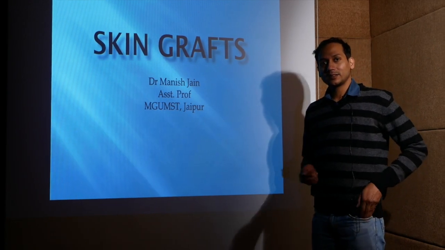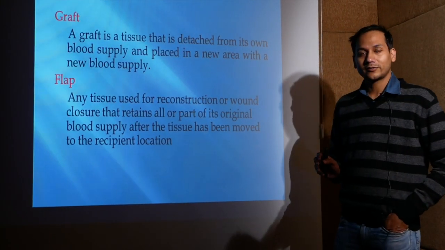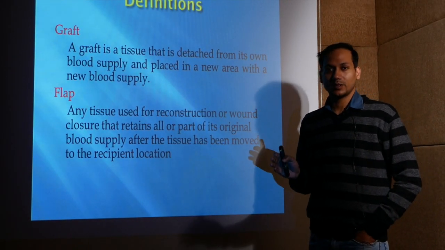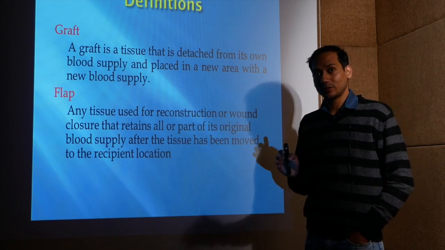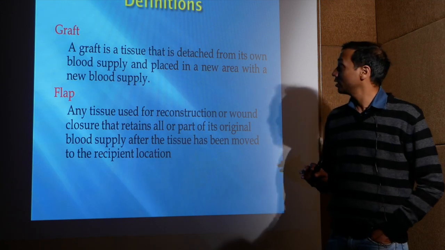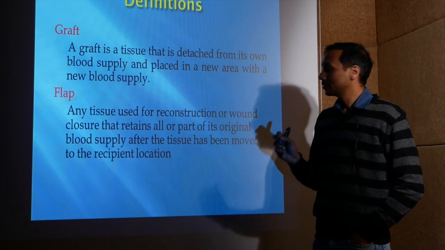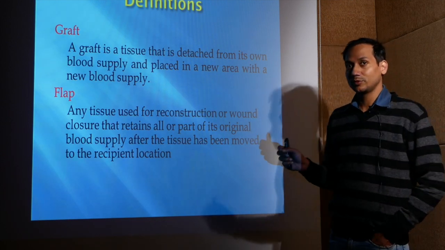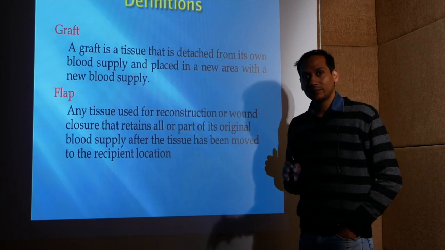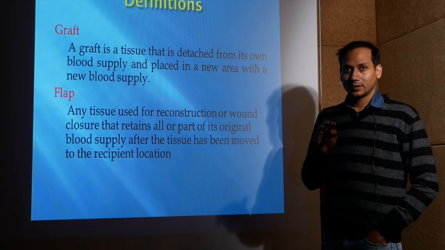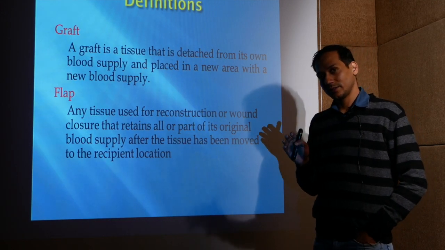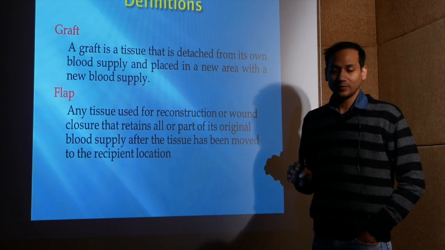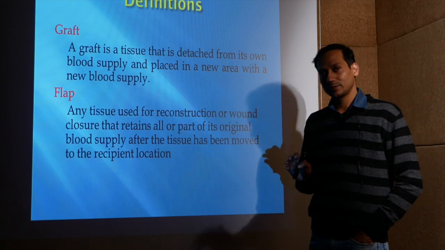So, first we need to understand what a graft is. A graft is the transfer of tissue from one part of the body to another without its own blood supply. That means we have to detach all the blood supply from the tissue, and then it is placed in a new area of the body, from where it gets its own new blood supply. And beside this, what is a flap? A flap is a tissue for reconstruction in which we transfer the tissue with its own blood supply. We are not going to detach the blood supply in a flap, but in a graft we are going to detach the blood supply.